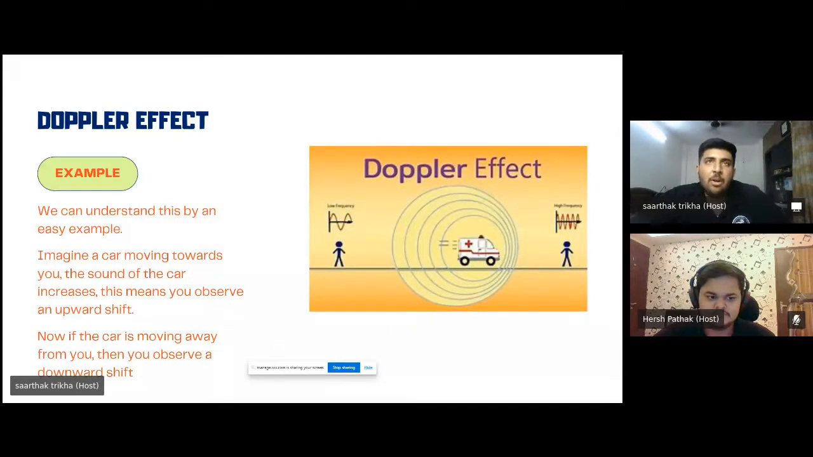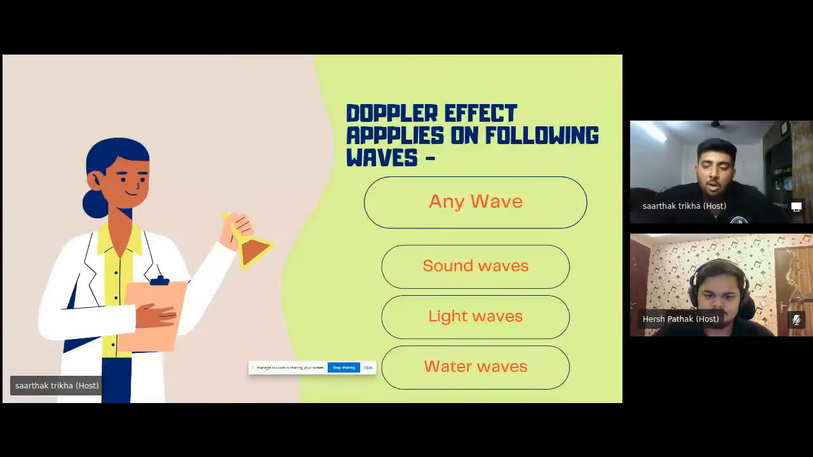Imagine an ambulance going and two observers on both ends of the ambulance. When the ambulance moves forward and uses its horn, the person towards whom the ambulance is moving would face an upward shift and high frequency waves, whereas the person who is behind the ambulance would face the downward shift and low frequency waves than what it's originally emitting.